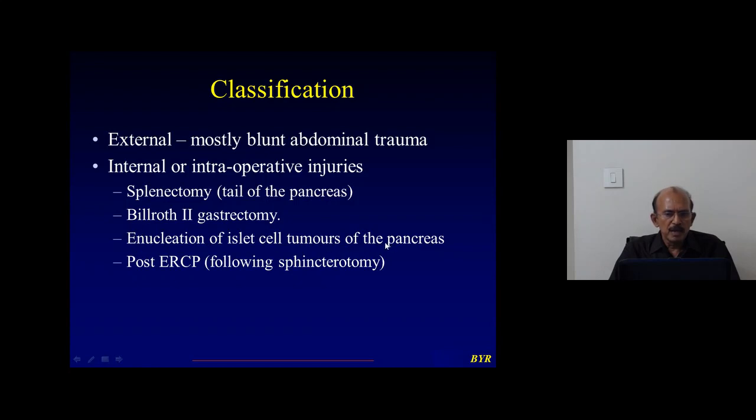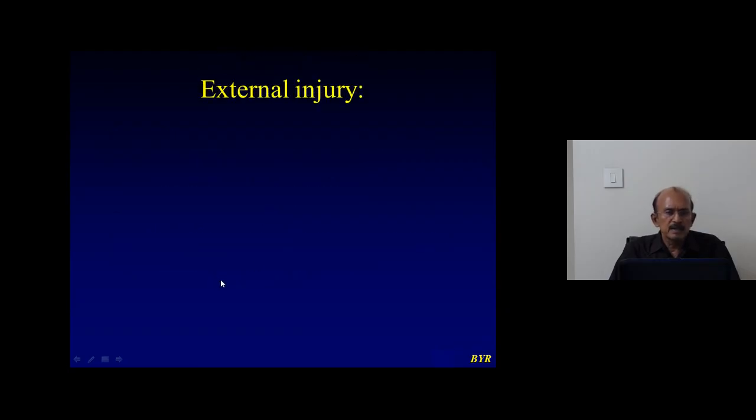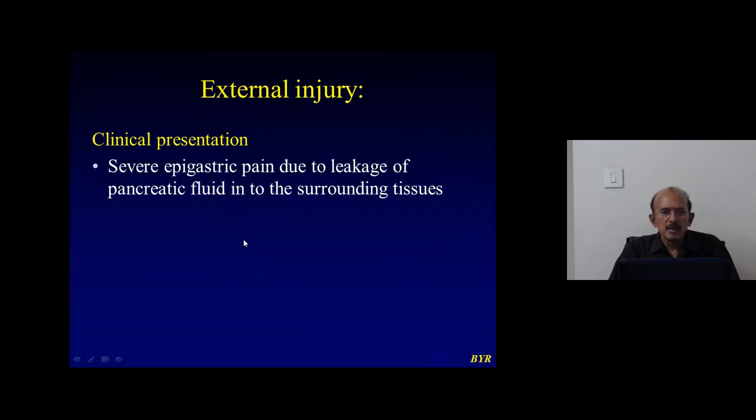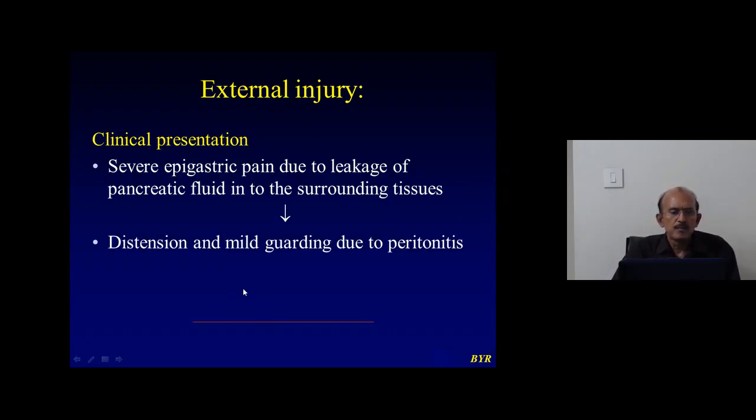Enucleation of islet tumors of the pancreas can injure the pancreas. During ERCP, when you are doing sphincterotomy, you may cut into the pancreatic head also and may injure the pancreas. External injury clinical presentation: severe epigastric pain due to leakage of pancreatic fluid into the surrounding tissues. So whenever the pancreas is injured, the enzymes will seep directly into the surrounding tissues. This leads to paralytic ileus as well as mild guarding due to peritonitis.